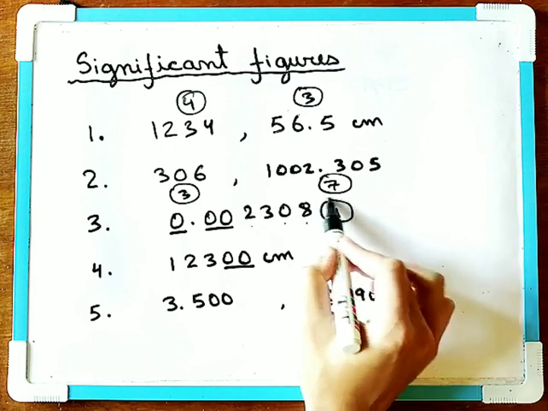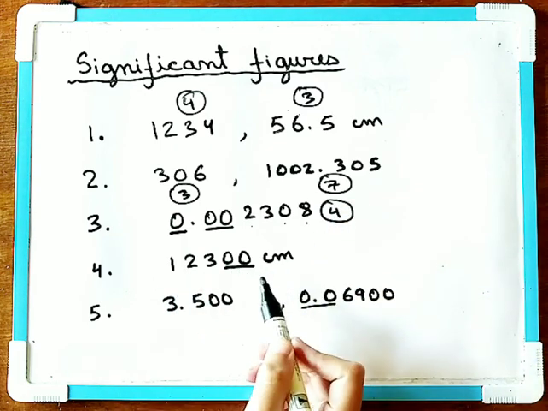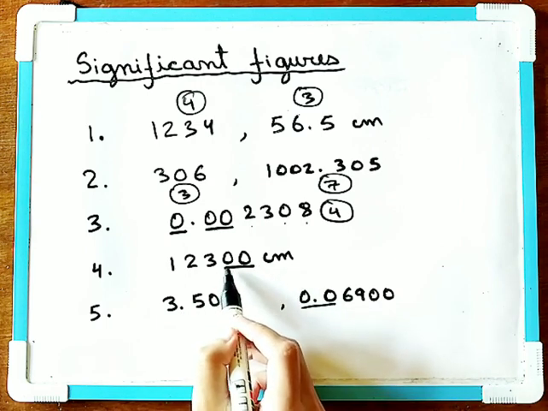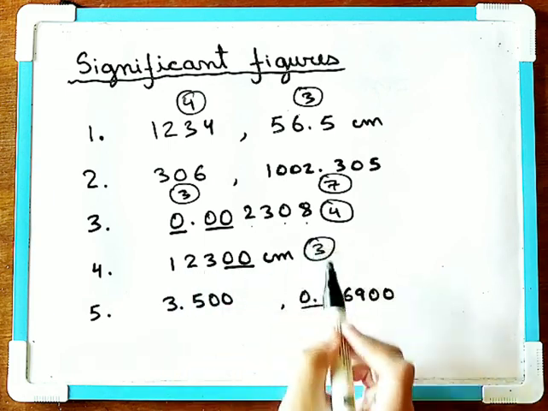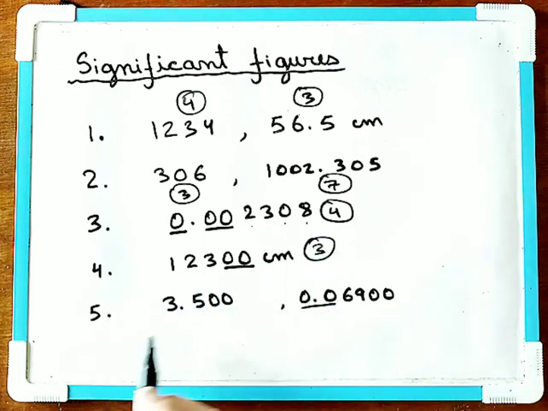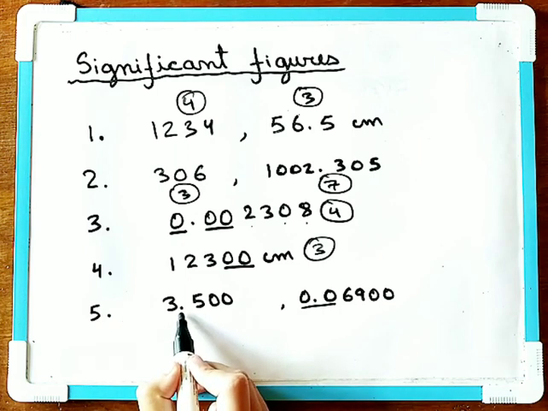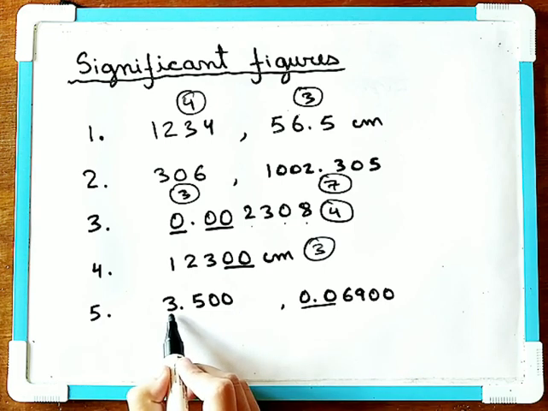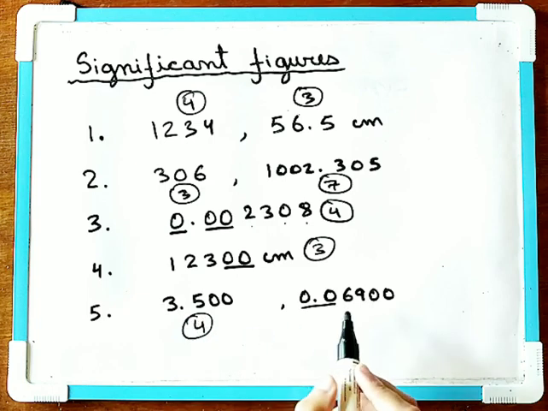So here we have 4 significant figures, and here these trailing zeros, because they don't have a decimal point, unlike here, are not significant. So only 1, 2, 3. So we have 3 significant figures for rule 4, and for rule number 5, because we have a decimal point, the trailing zeros are significant. So here we have 3, 5, 0, 0, 4 significant figures.